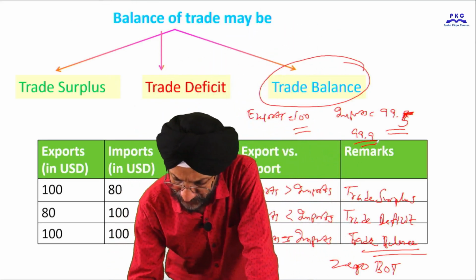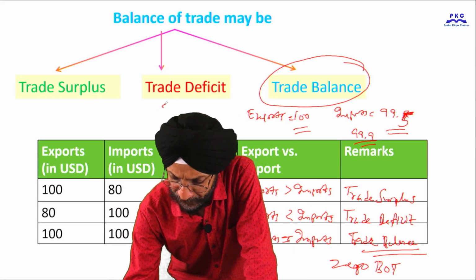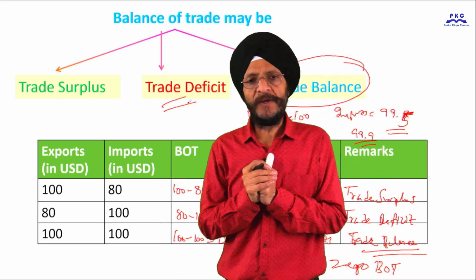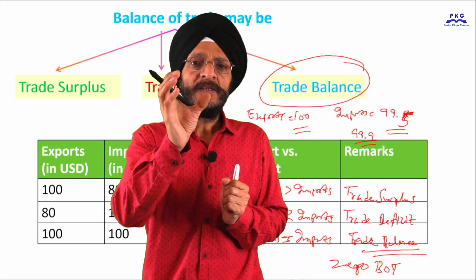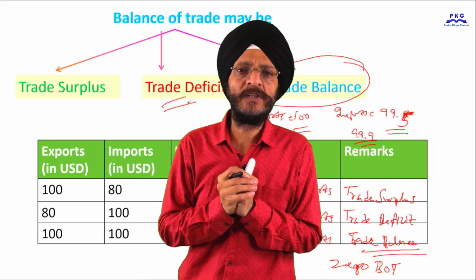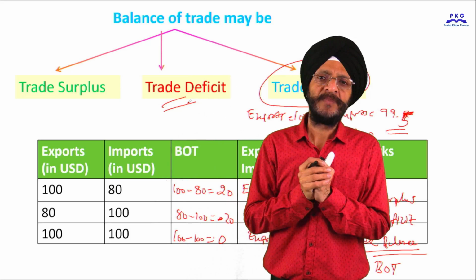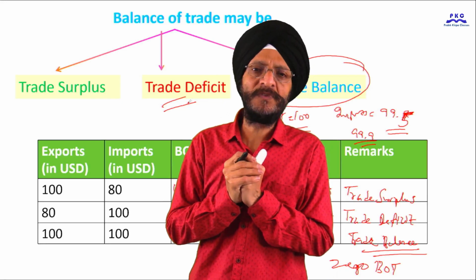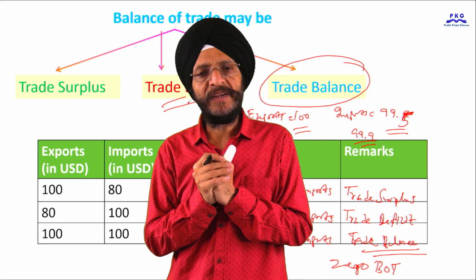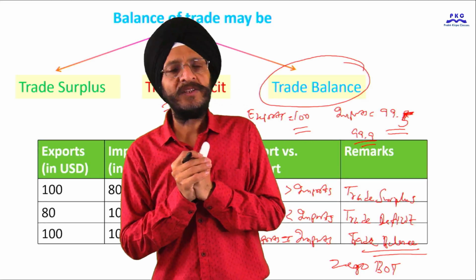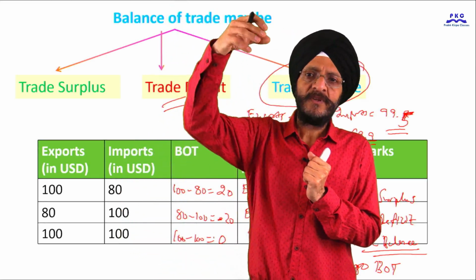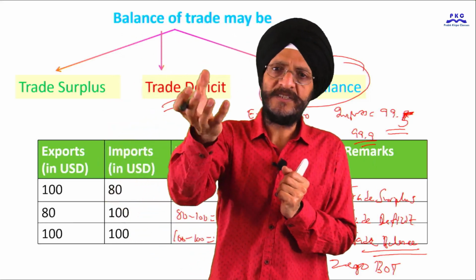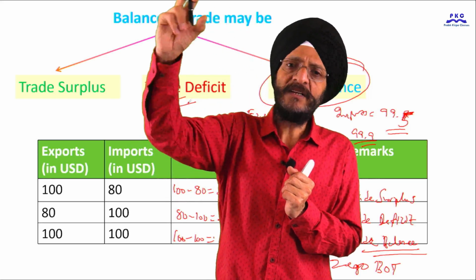USA is having trade deficit for the last so many years. Why? Because the currency of USA, which is the dollar, is very strong. So the people of the rest of the world do not import the goods from USA because the value of the currency is more and the prices of the goods are more.